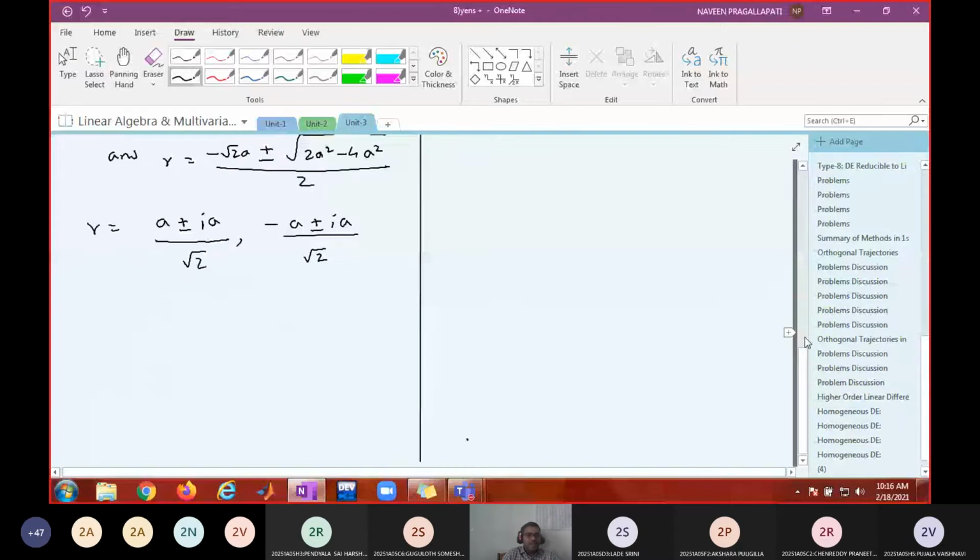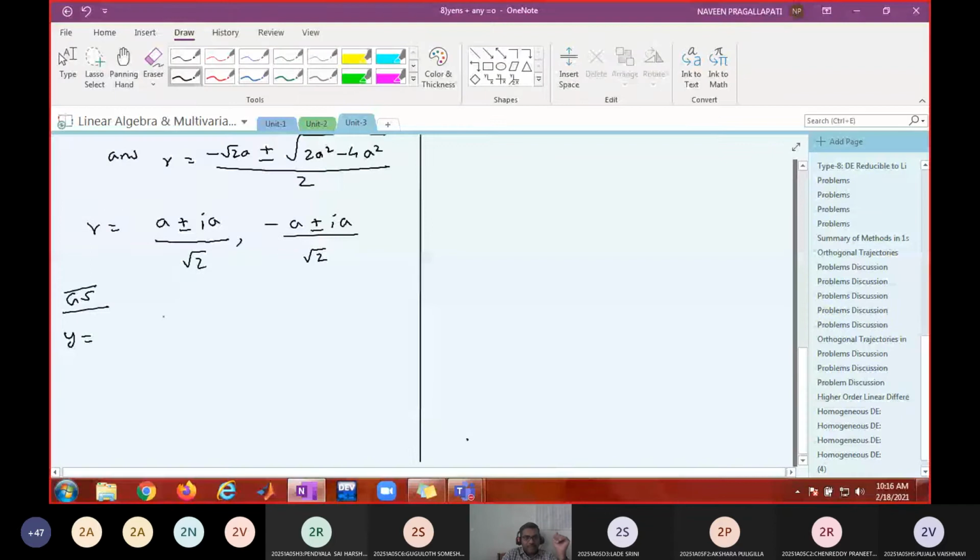Therefore, what is the general solution? Are these distinct or equal? Distinct. All are distinct only, no? So you have two pairs of complex conjugates. Therefore, what is the general solution? For each pair, you write the general solution and add.